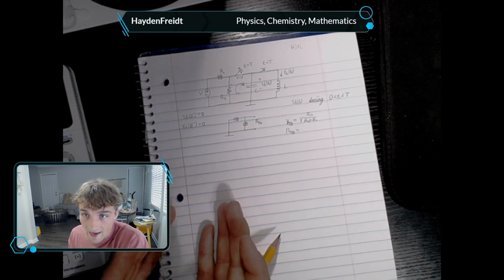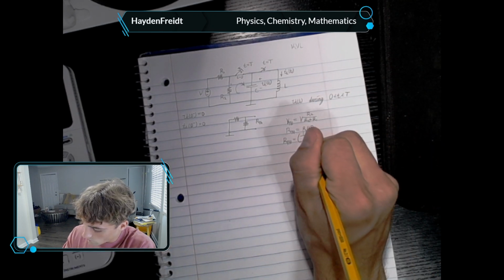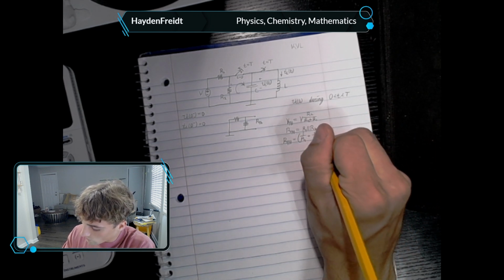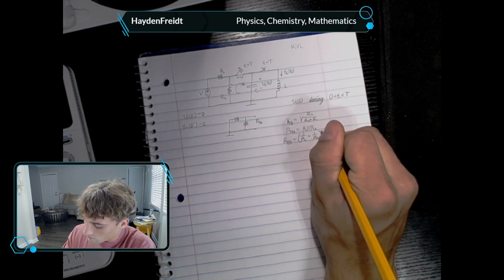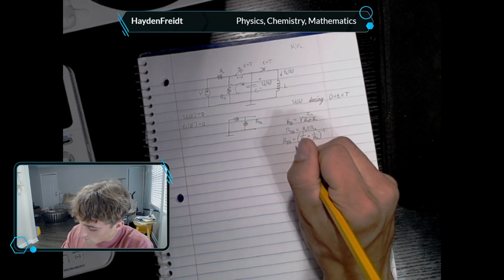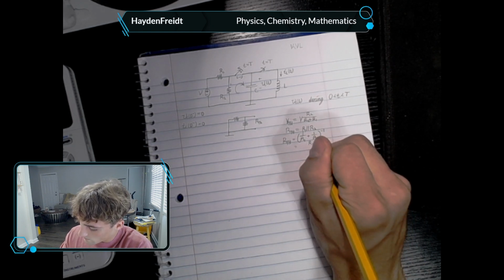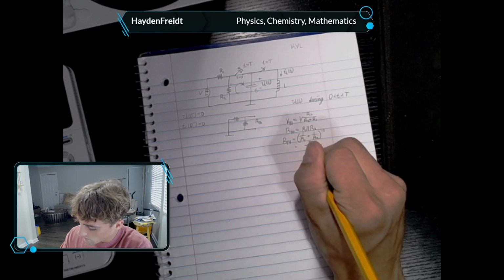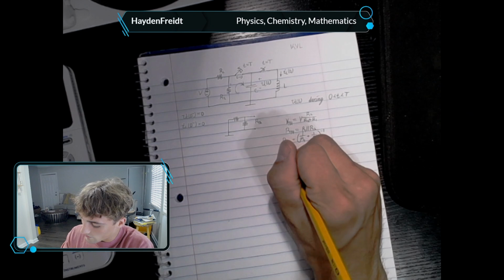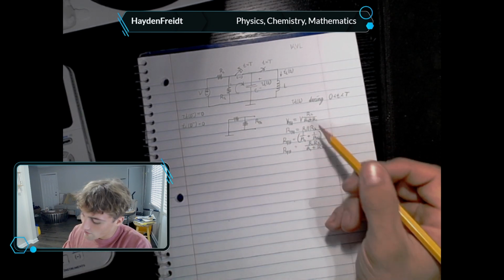If this is what we have, then these two resistors are in parallel. This is the way that you add resistors in parallel: 1 over R1, 1 over R2, and then this is all under 1. So this is going to equal R1 R2 over R1 plus R2. That's what R Thevenin actually equals. So we have V Thev, we have R Thev.